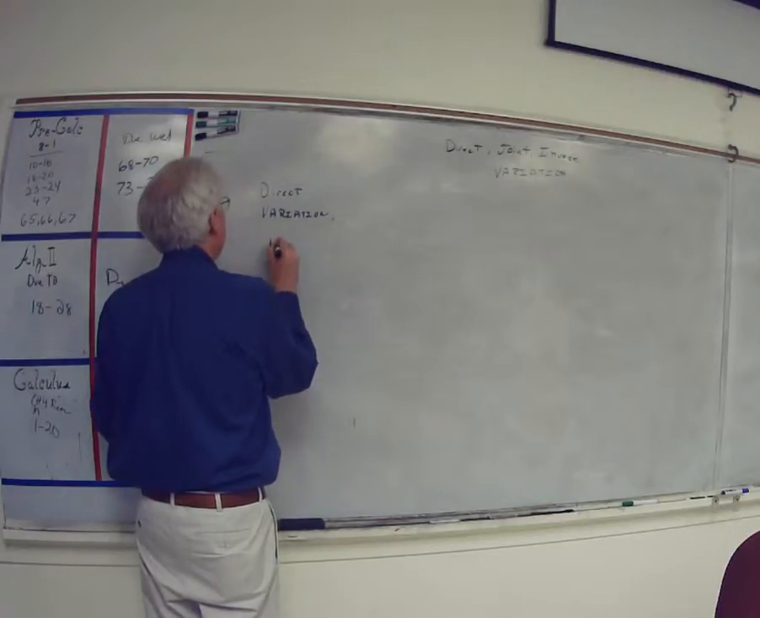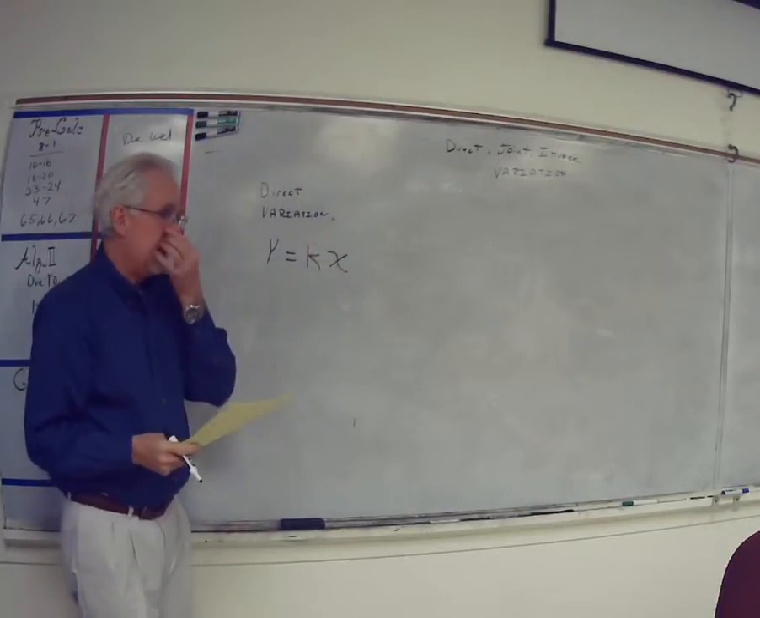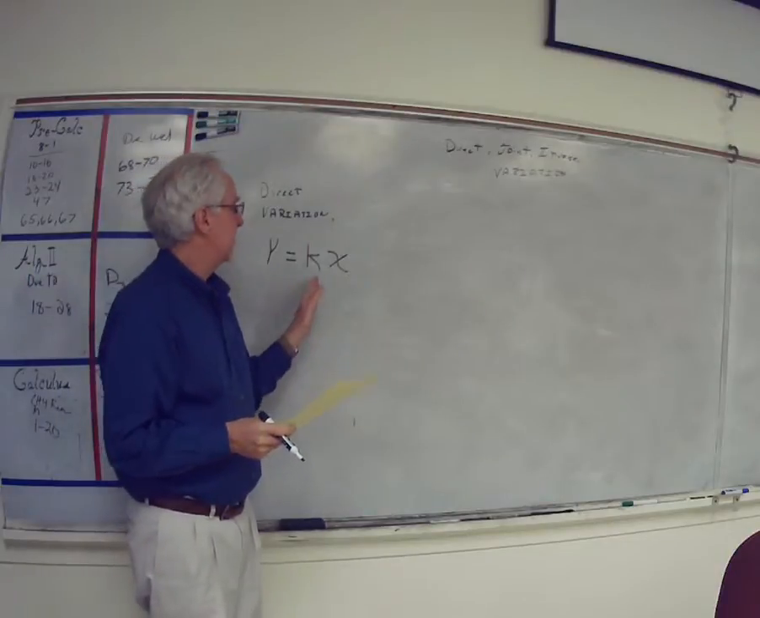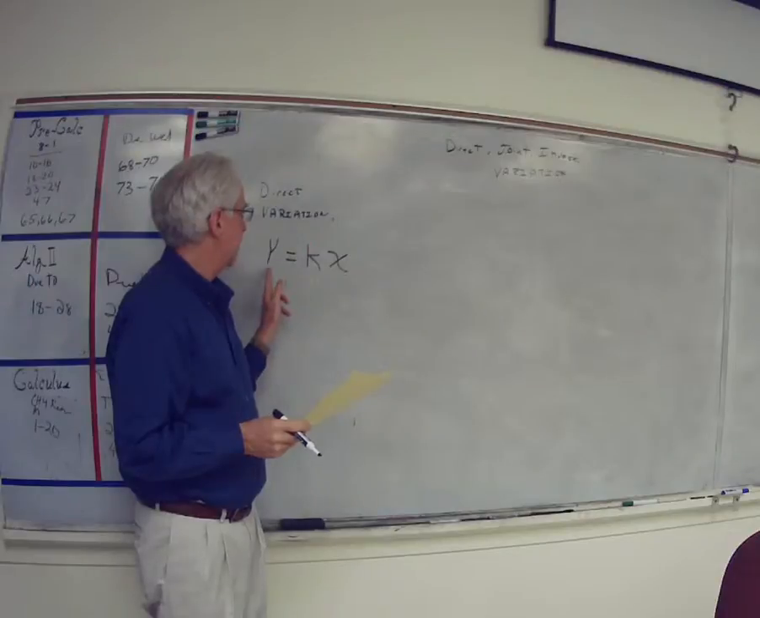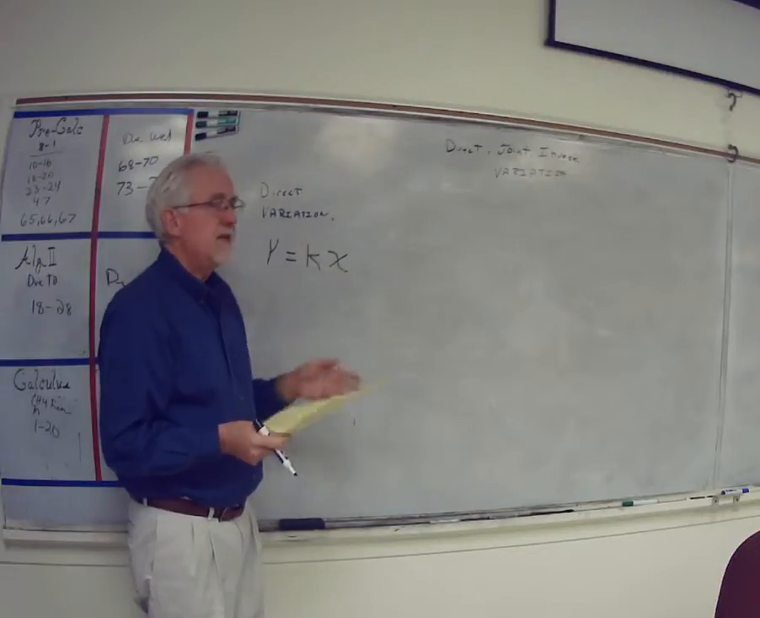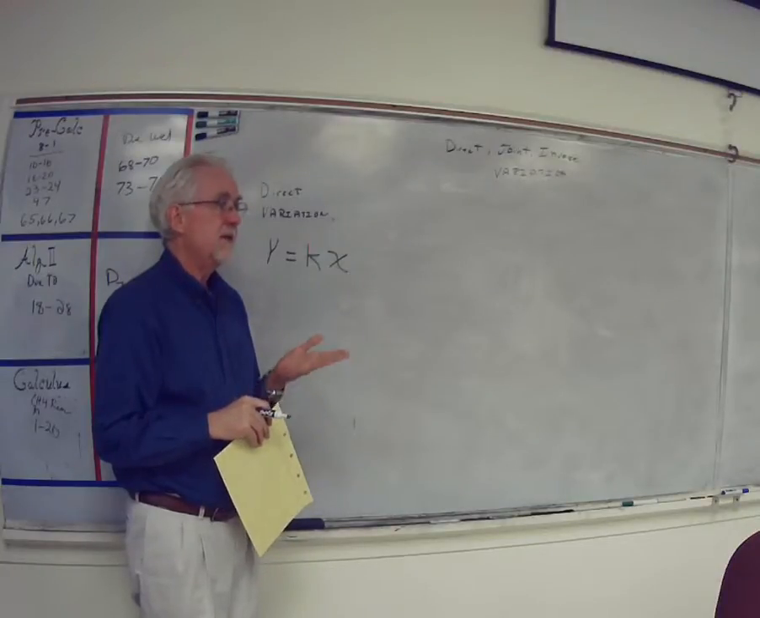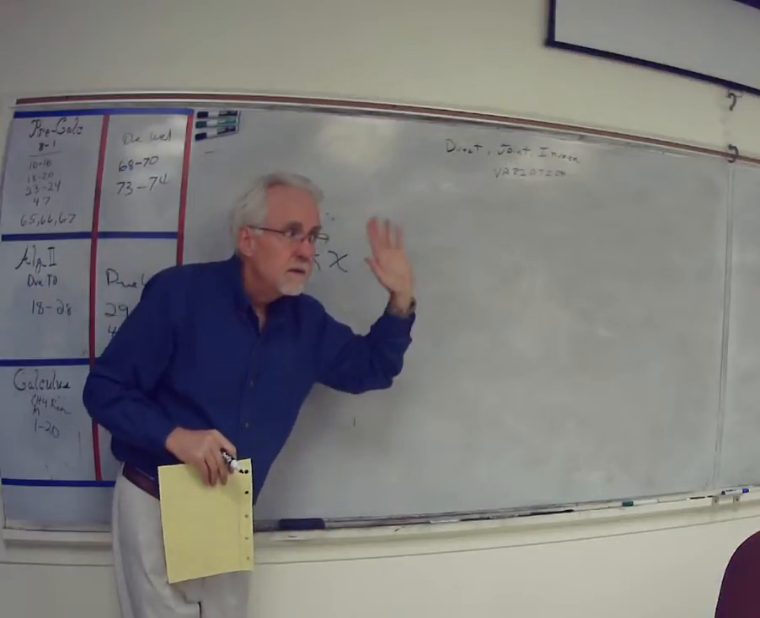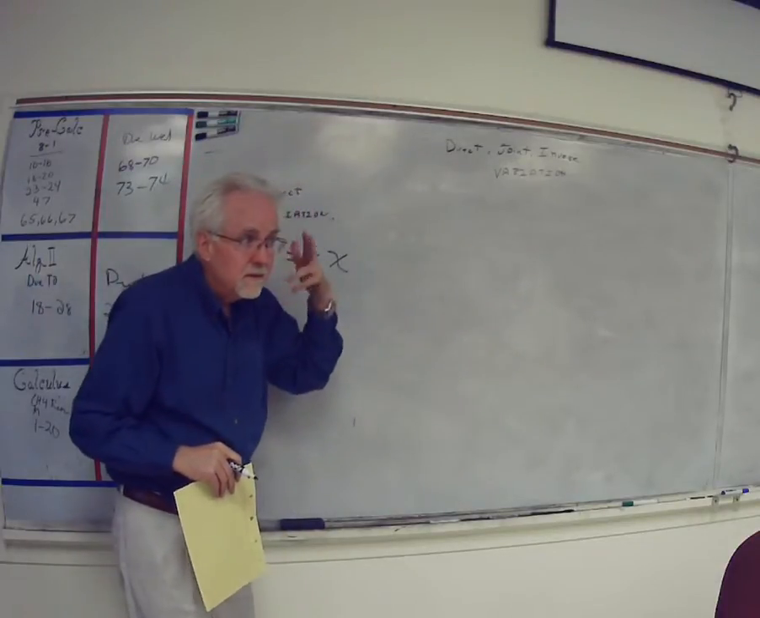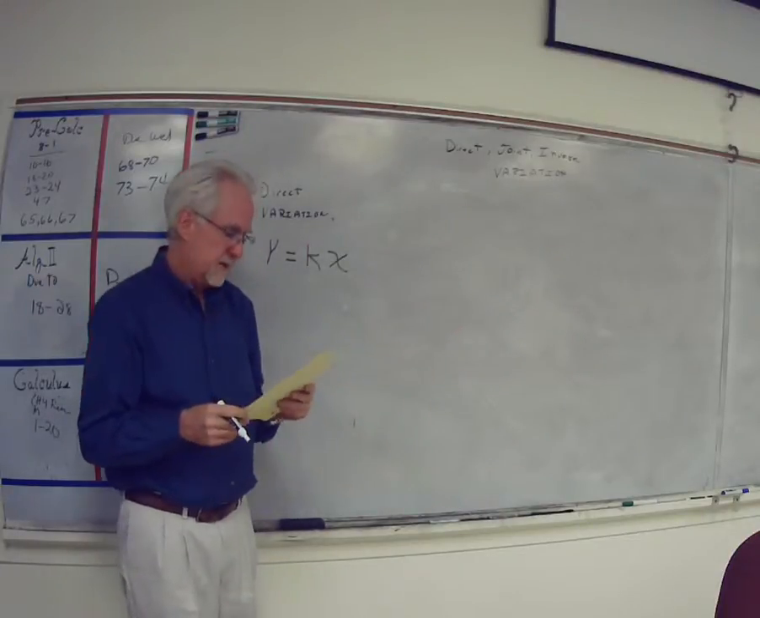You have some variable y is equal to some constant k times x. Now, if y is k times x, what kind of variation is this? Direct variation. Okay. Now, which is the independent variable? X. And which is the dependent variable? Y. Because y depends on x.